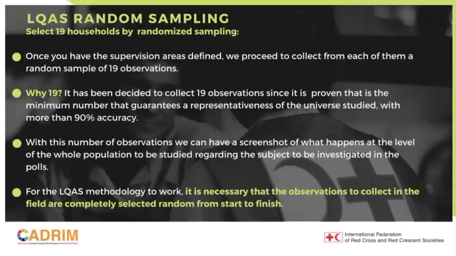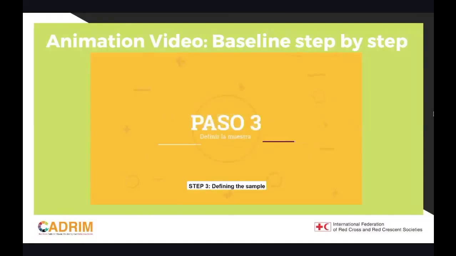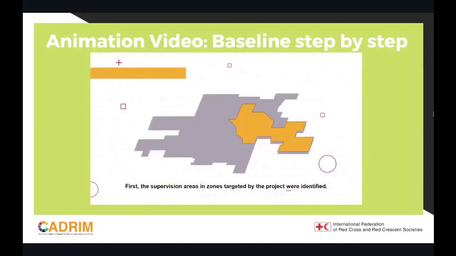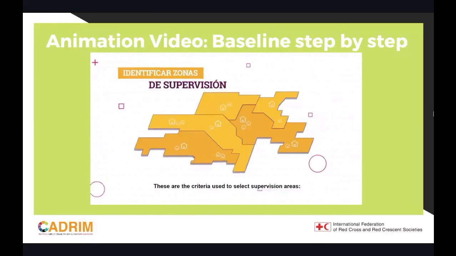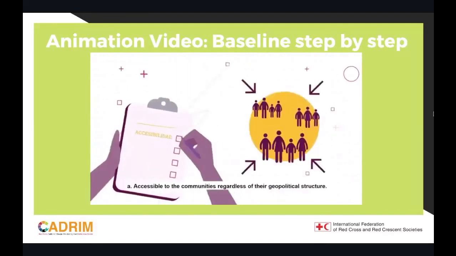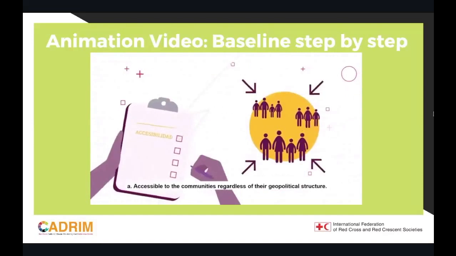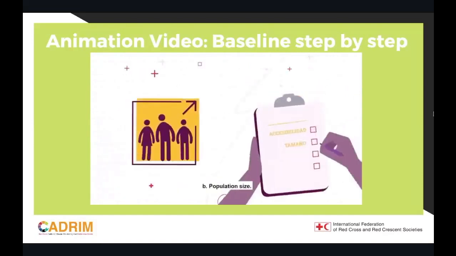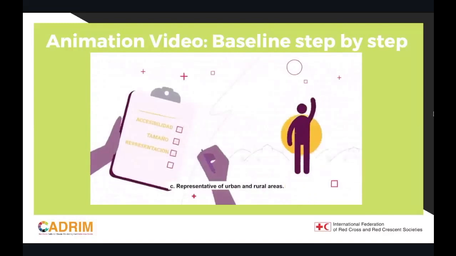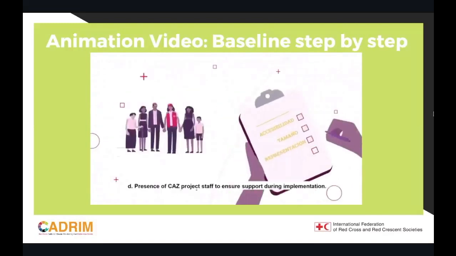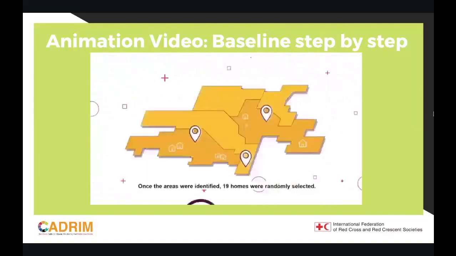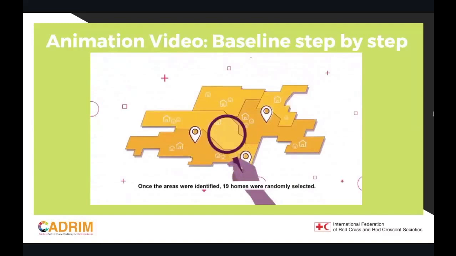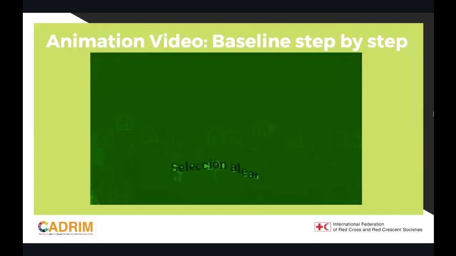And the next slide. The link I have shared with you through chat is the link of the whole video. This video is about 20 minutes because it's a tutorial of how to implement LQAS in a baseline study. It's divided by chapters. The chapter that we are seeing right now is the chapter on sampling. This video will basically give you very simple and basic instructions of how to select these 19 households.